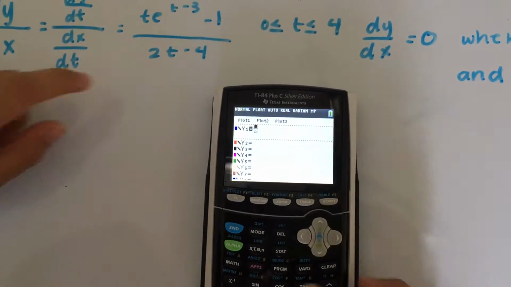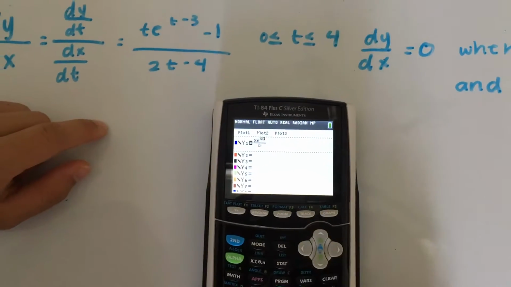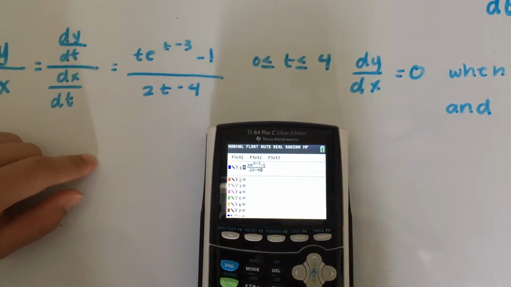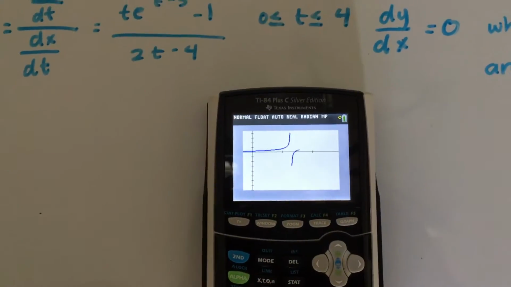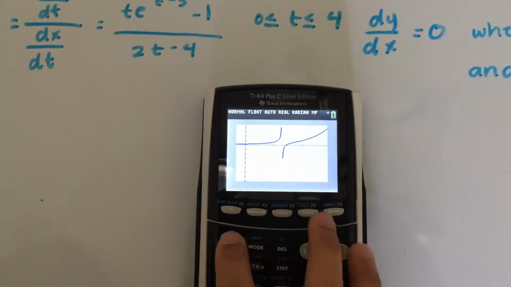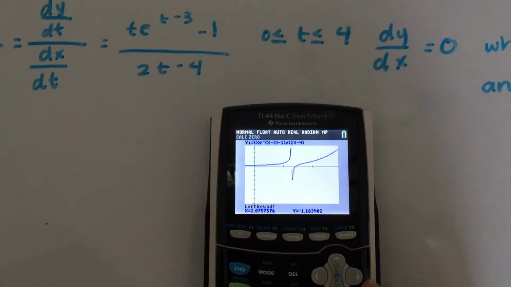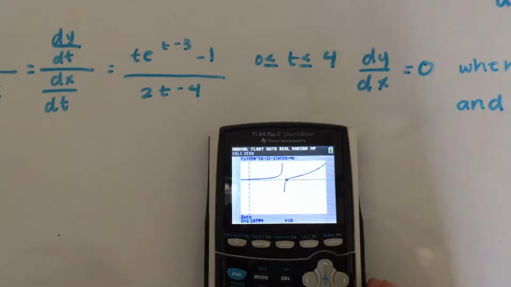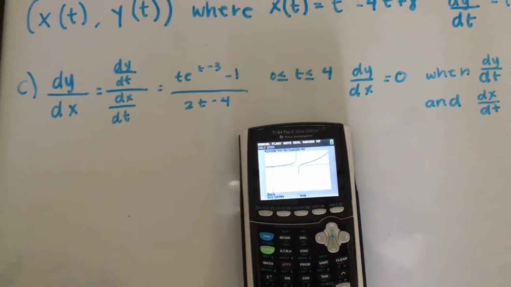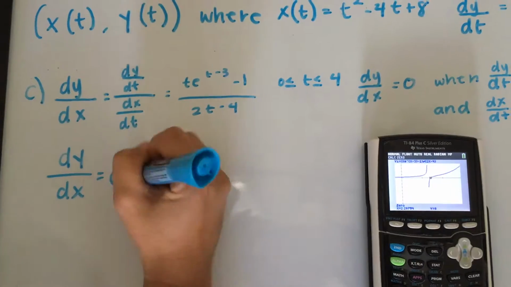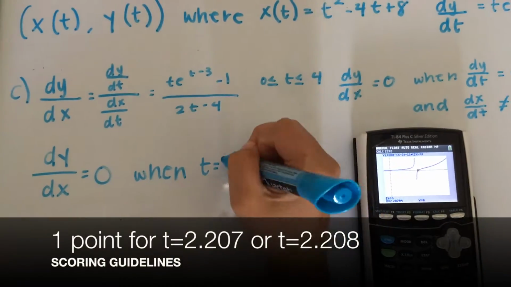The derivative is equal to 0 when the numerator equals 0 and when the denominator does not equal 0. If the denominator is equal to 0, then the derivative at that point is undefined. Therefore, x prime of t, which is the denominator, must not equal 0 at the value we find using our graphing calculator.